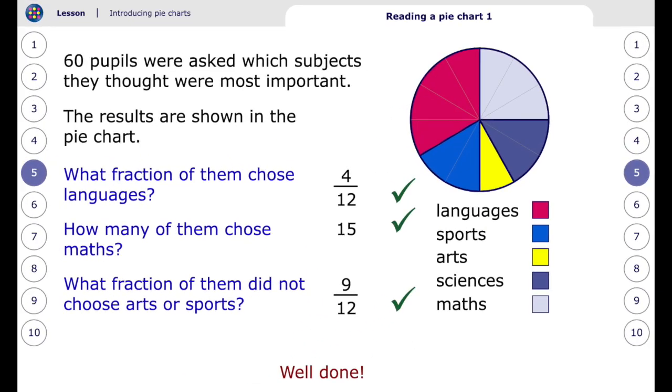So we can see the answers there. What fraction of them shows languages is 4/12. So if you look at the languages section, there's 4 segments, so 4 out of 12. How many of them show maths? Well, it's 3 segments. We worked out that each segment was worth 5, so 3 5s are 15, and then 9 segments for the fraction which were not arts or sports. And of course, you can simplify those fractions if you want to.